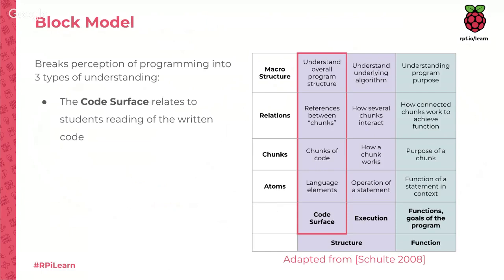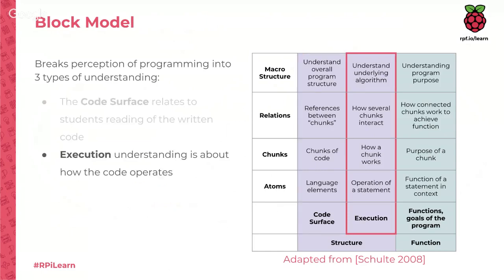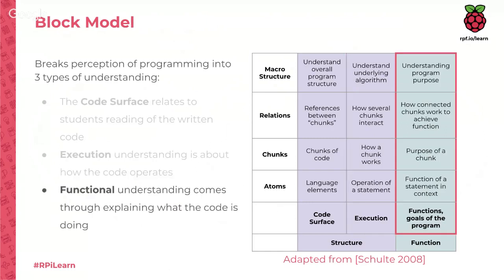The next view on the program is the execution. So this is, as we look at code, we understand how that code operates. So we can look at a statement and we can say, this statement is outputting a variable, or this is asking for user input, or this is doing this. We can understand how the execution is working. And then finally, the highest, most abstract level, is understanding the function of the code. So the net result of that line of code, that section of code, or the whole program.